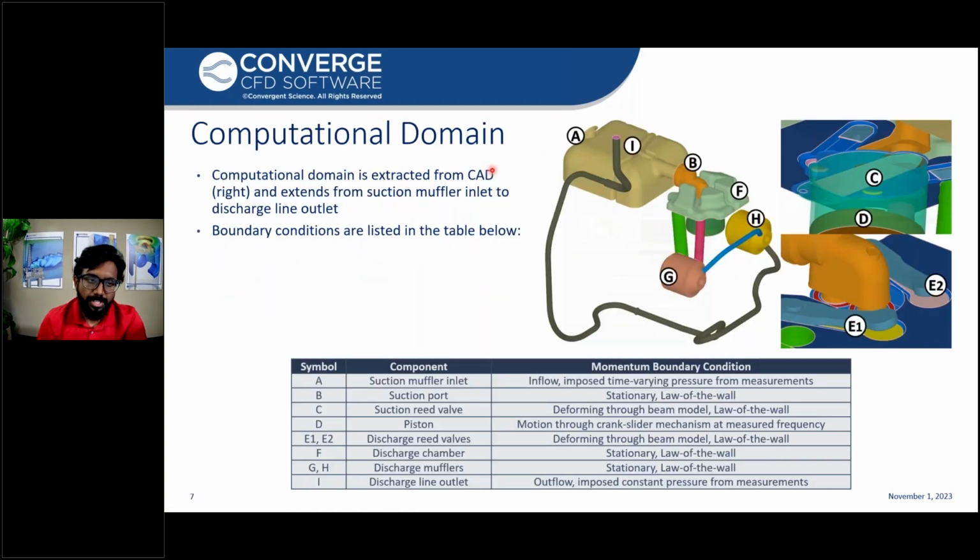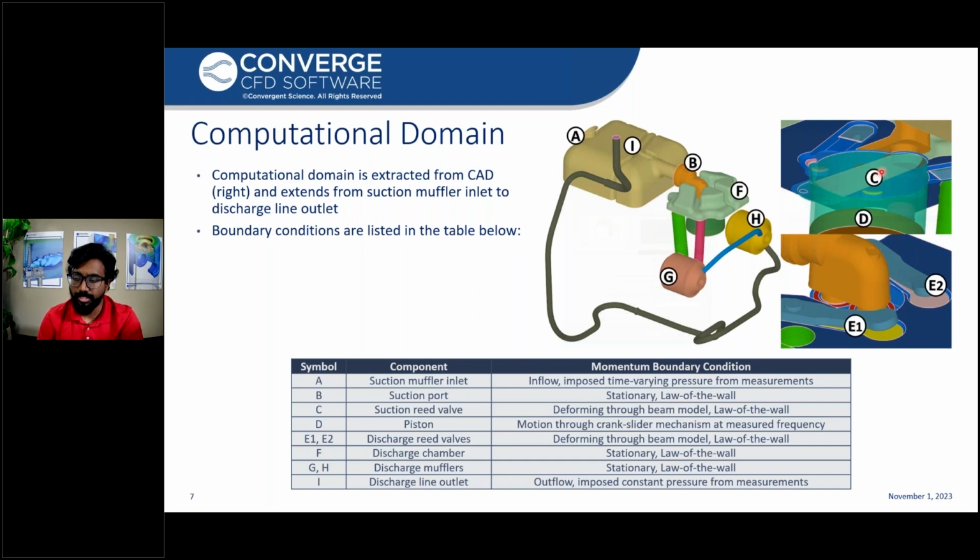So let's go into the computational domain. The computational domain was extracted from the CAD geometry. We have a flow starting from the suction inlet, moving up to the discharge outlet, which is marked as I. I'll go into detail on the boundary conditions as marked here. For A, which is the suction muffler inlet, we are imposing a time varying pressure, taken from the experimental measurements, which then goes into the suction muffler, followed by the suction port, which is marked as B. For both of these, we are providing a stationary law of wall boundary condition. And then from there, it goes into the suction reed valve, which is C.